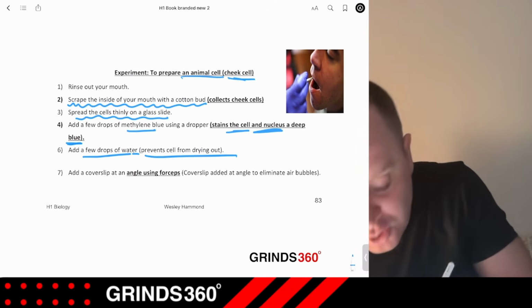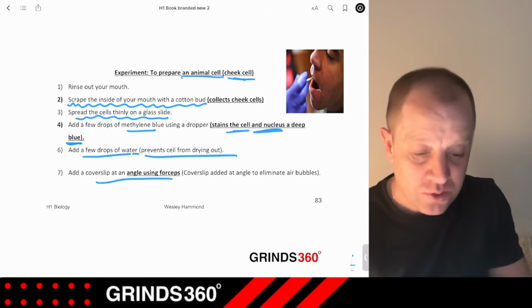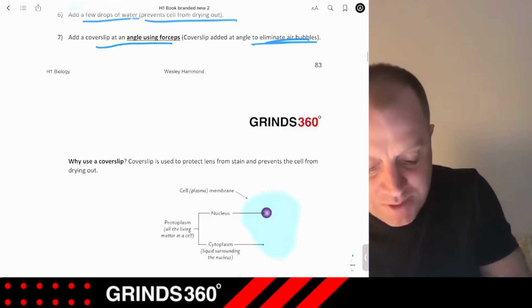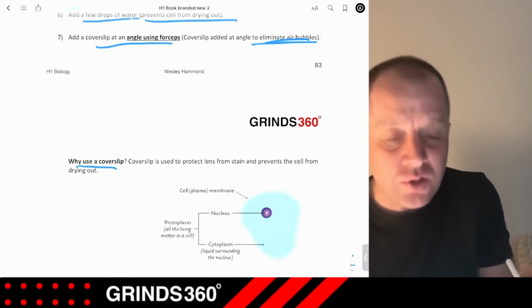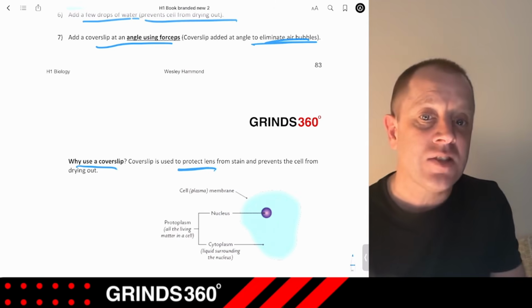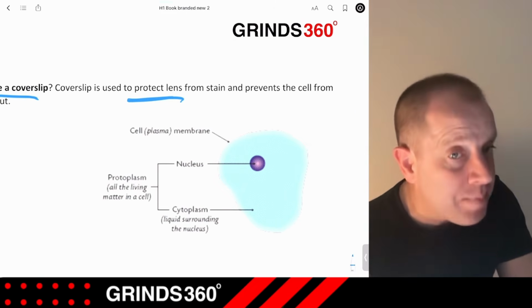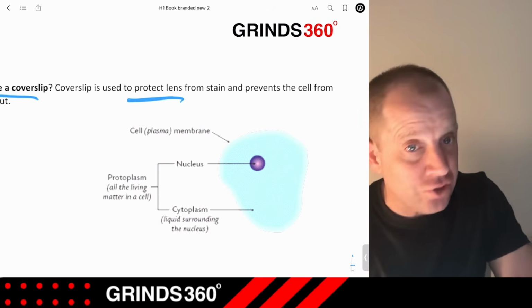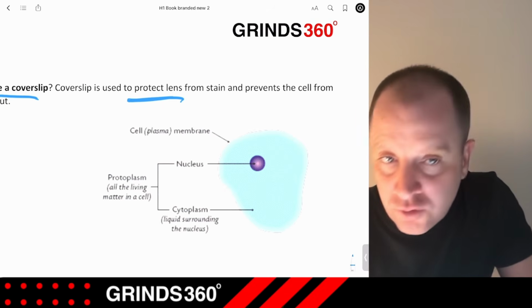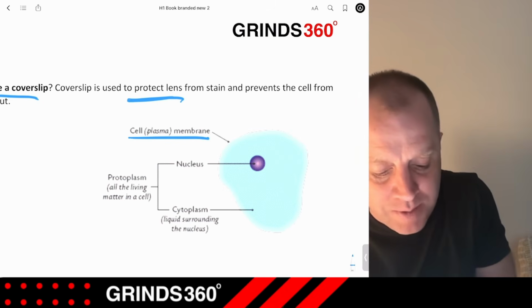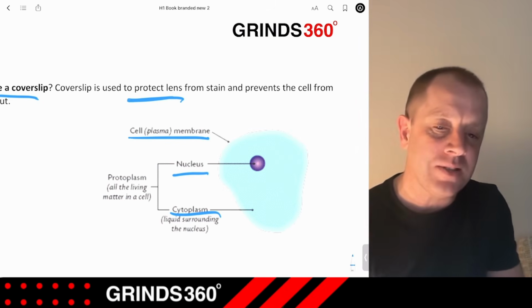Again, how did you add a cover slip? At an angle using forceps. Why did you add the cover slip at an angle? To eliminate air bubbles. Why do we even use a cover slip? To protect the lens. And again, you draw your simple diagram. If they ask you to draw the diagram, you don't draw the ultrastructure. You're not drawing mitochondria. You're not drawing ribosomes. You're only using a light microscope. So you draw the cell membrane, the nucleus, and the cytoplasm.